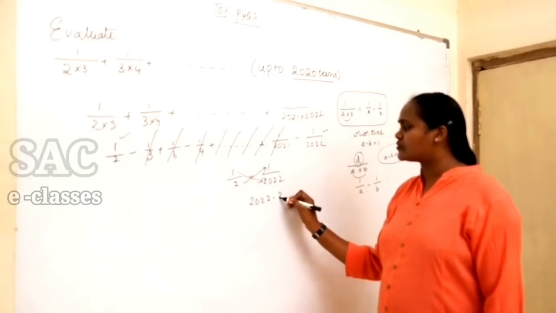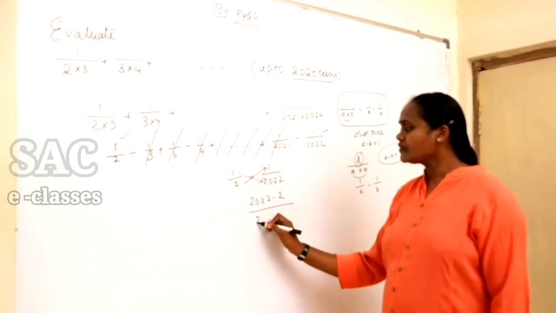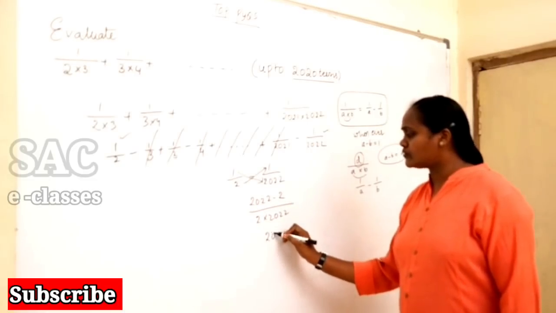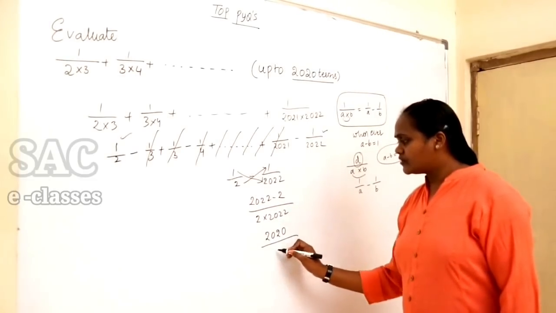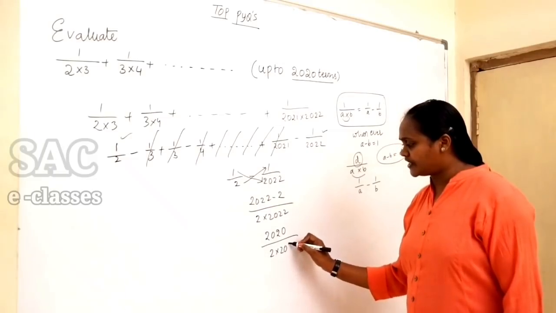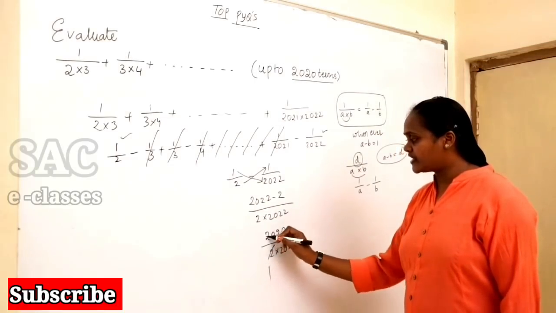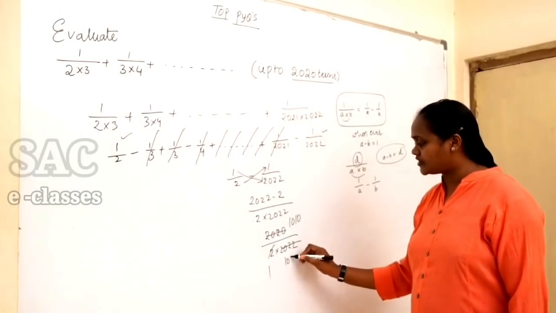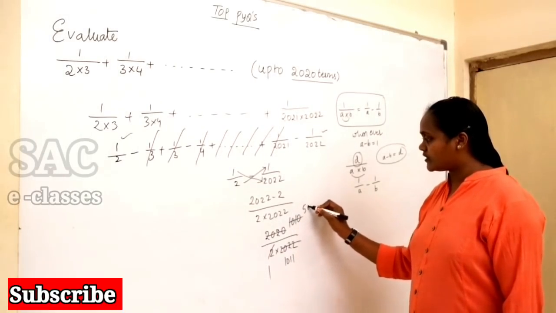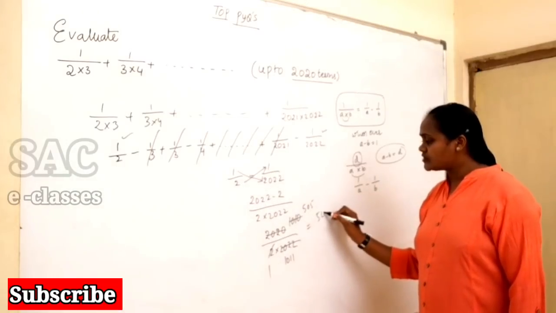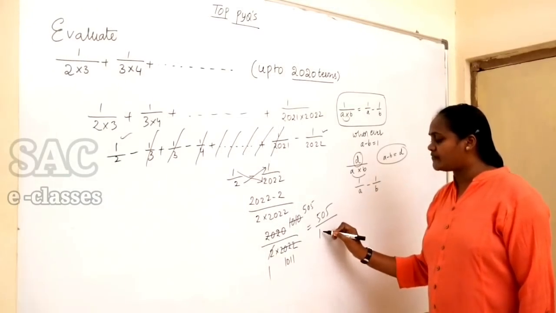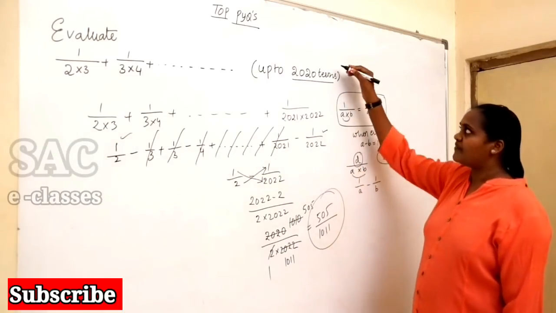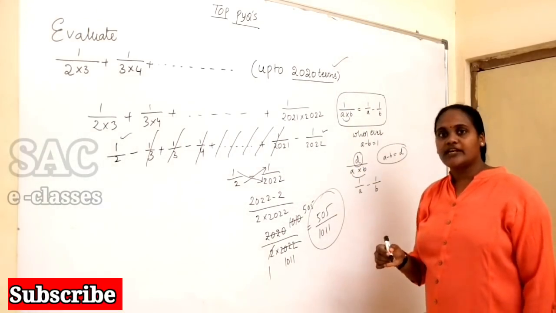For doing this, we can do cross multiplication to get the answer easily. 2022 minus 2 by 2 into 2022. Then 2020 by 2 into 2022. 1010 by 2022, again 2 table 1011 and 505. So 505 by 1011 will be the simplified answer for the given one.